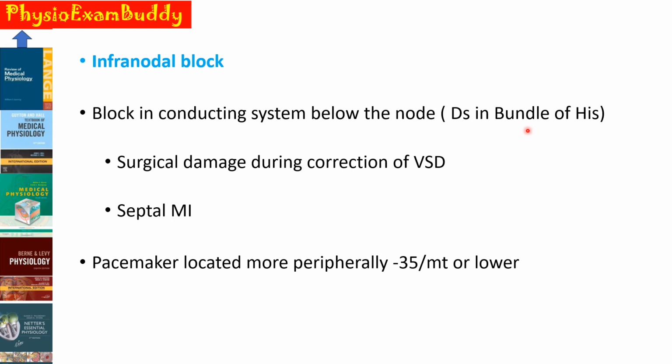The damage to this bundle of His can occur either due to surgical correction of the congenital interventricular septal defect or because of septal myocardial infarction. The ventricular pacemaker is located more peripherally in the conducting system, and the ventricular rate is lower and averages around 35 beats per minute, but in individual cases it can be as low as 15 beats per minute.